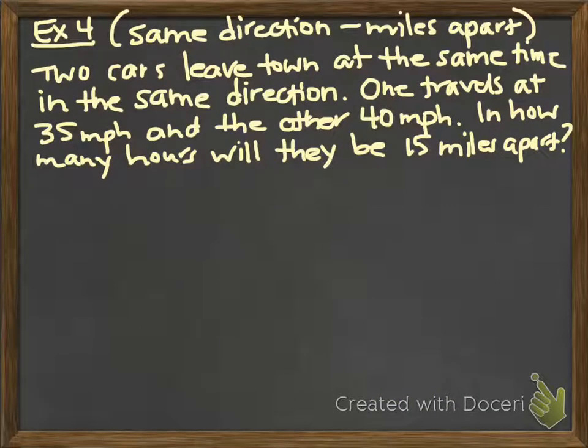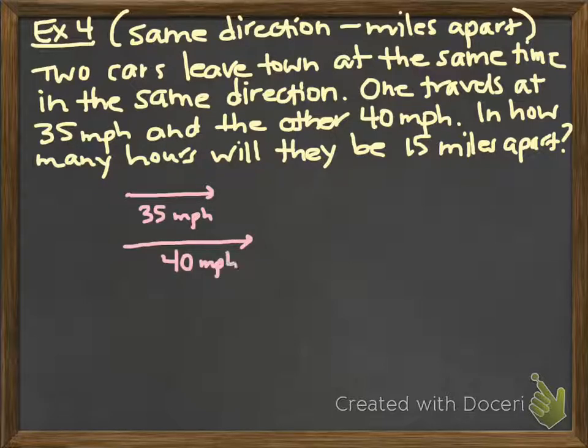Example 4 is same direction, miles apart. So the example is 2 cars leave town at the same time in the same direction. One travels at 35 miles per hour and the other 40 miles per hour. In how many hours will they be 15 miles apart? So we have the first car going 35 miles an hour. And we have the second car going 40 miles per hour. Okay, same direction from the same place that they left.